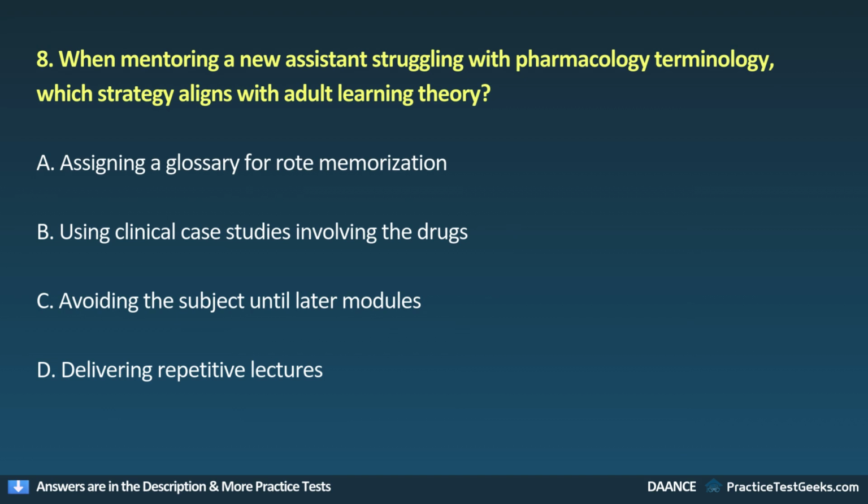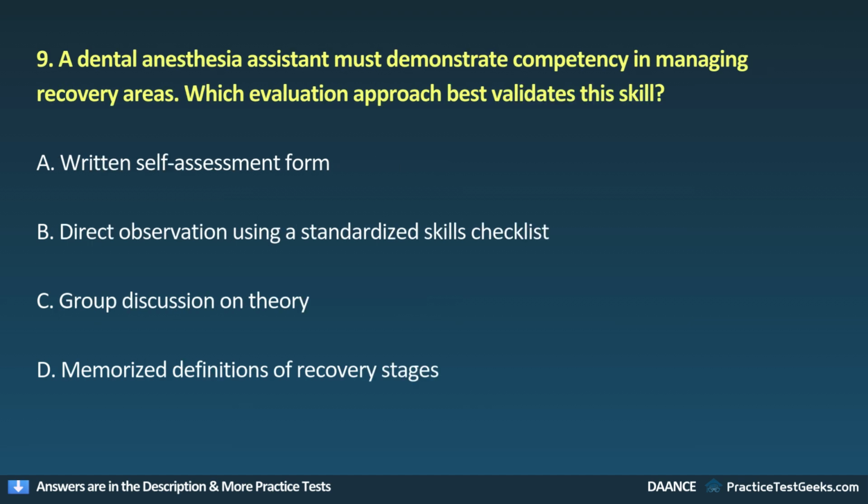8. When mentoring a new assistant struggling with pharmacology terminology, which strategy aligns with adult learning theory? A. Assigning a glossary for rote memorization. B. Using clinical case studies involving the drugs. C. Avoiding the subject until later modules. D. Delivering repetitive lectures.